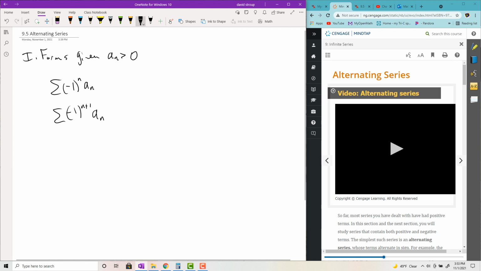But anyways, the first form, if you're starting at n equals 1, the first term will be negative and then positive and then negative. Okay, so hence the name alternating. The second form then, the first term, of course, is positive if you start at n equals 1 to infinity, and then negative, and then positive. And those are the forms.